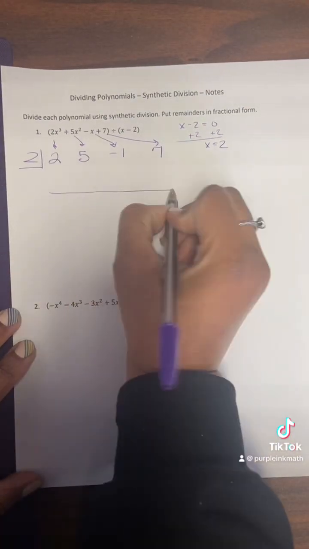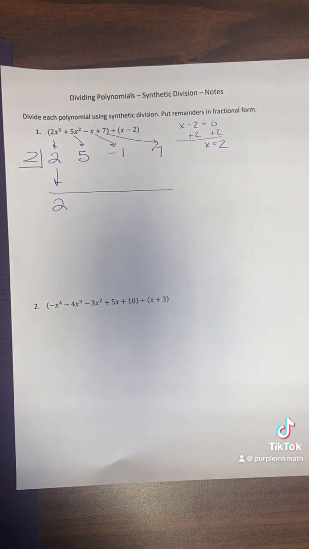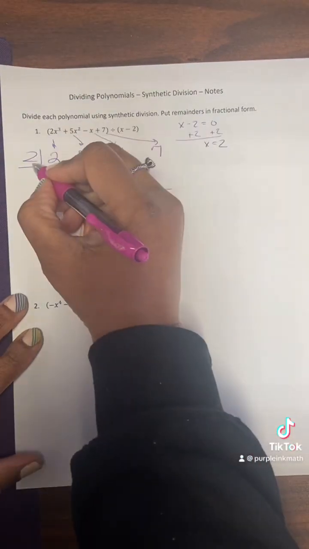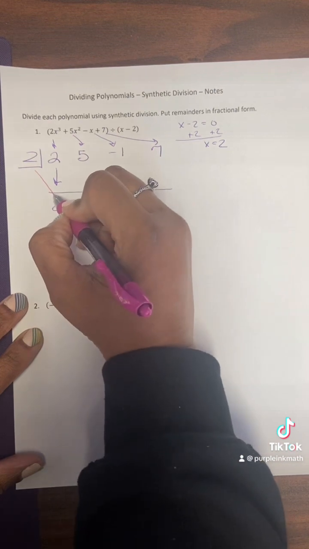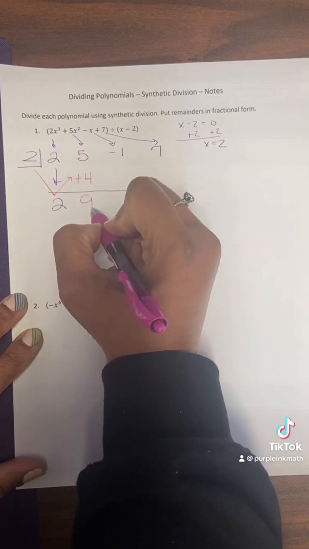I'm going to draw a line. I'm going to bring down the 2. Now what I'm going to do is multiply. So a positive 2 times a positive 2 gives me a positive 4. 5 plus 4 is 9.